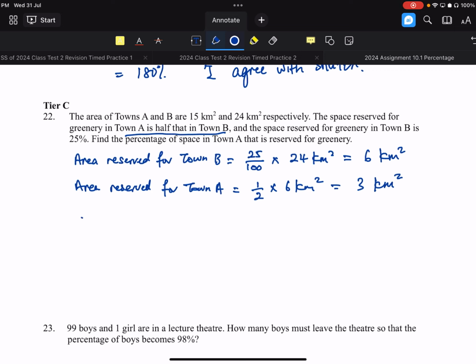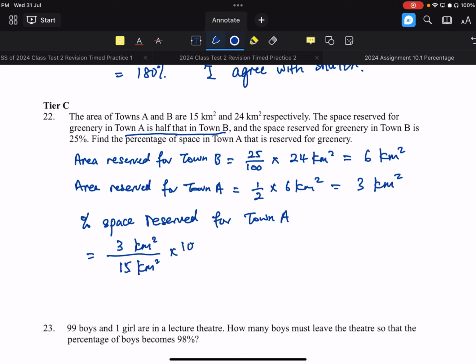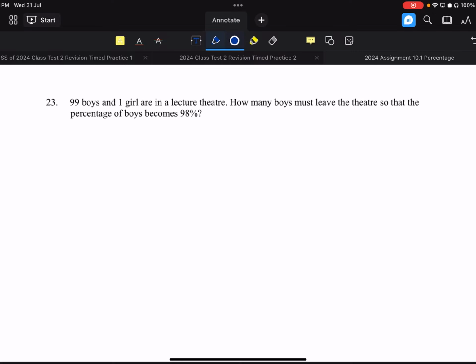So with this, we can now find the percentage. So percentage space reserved for town A. This will be 3 over town A is 15, so 15 times 100%. You work this one out, it should be 20%. Right? Moving on to the last example.